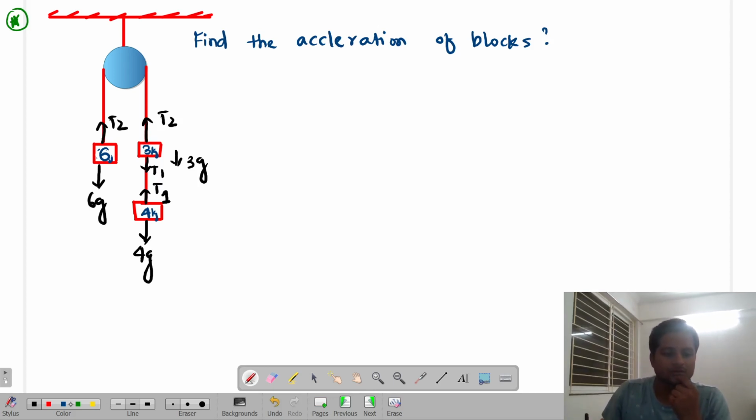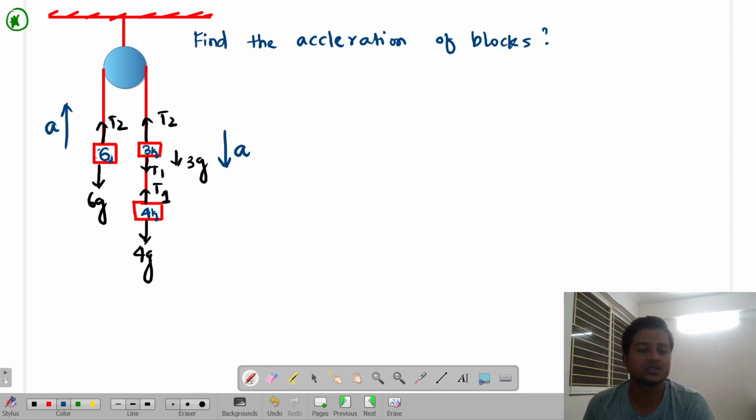Are you able to get me or not? Now look over here. If I consider this whole system, it will go down with the same acceleration a, and this will go up with the same acceleration, because they are in the vertical plane and attached with each other. Are you able to get me? The string needs to be tight. Is this clear or not?